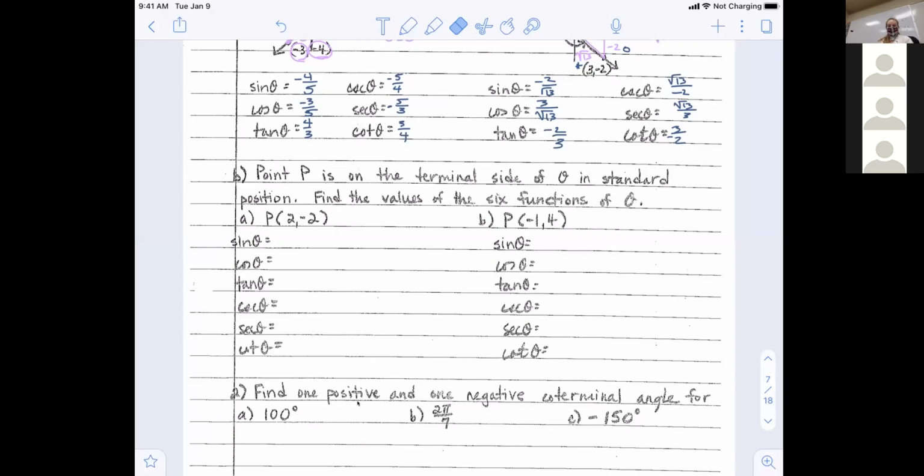So point B is on the terminal side of theta. Again, we finished that the other day. You can just throw that right there. Thanks, Chris.